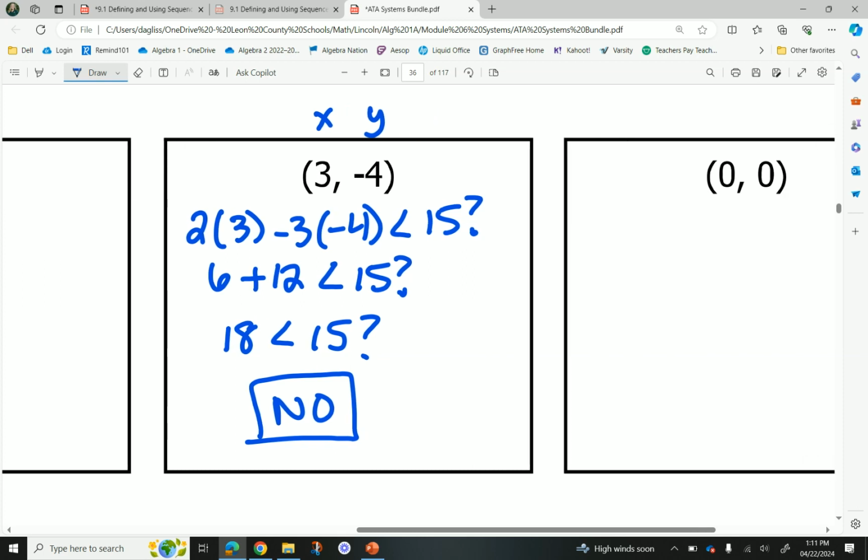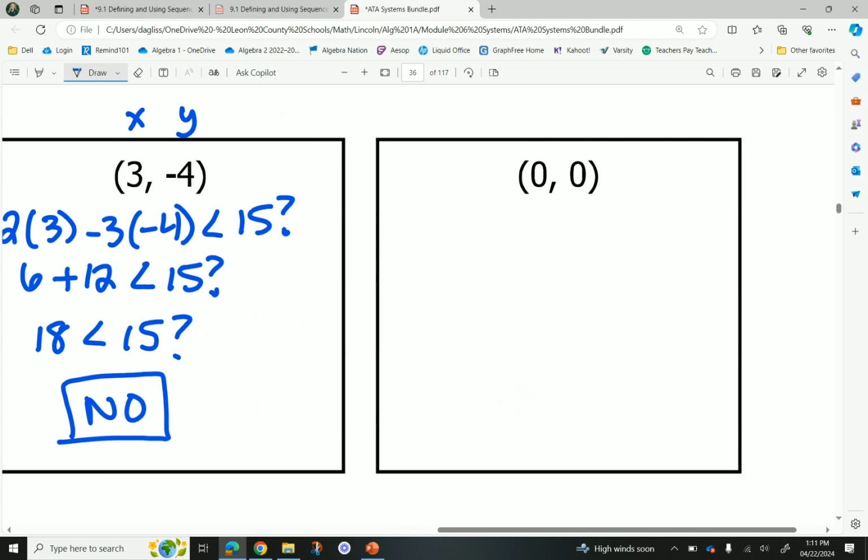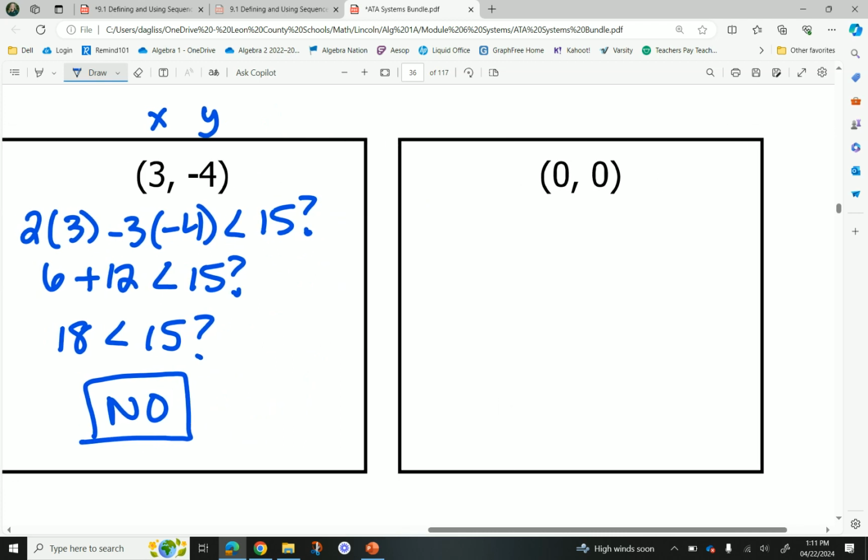And then we have the origin. The origin is always a nice point to test. If I ever have to test a point, that's the one I'm going to test every time. We don't have to do this one, but again, I like it because I think it's the easiest.